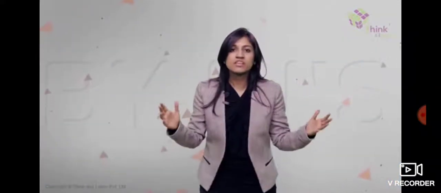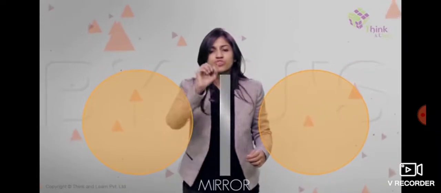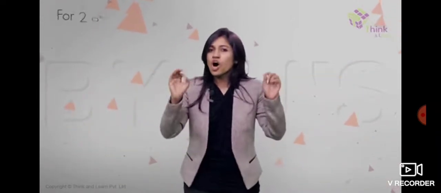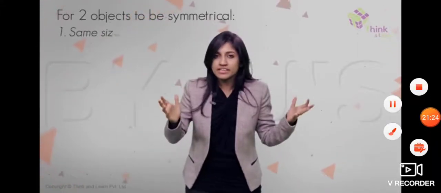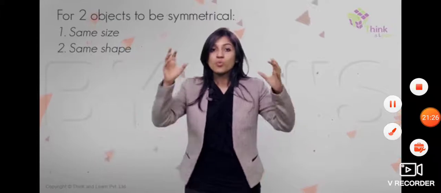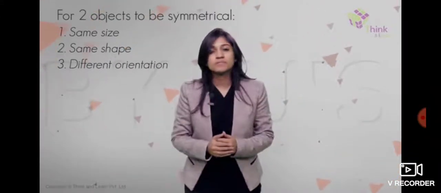So symmetry is nothing but, if I take an object here, it means that one shape is going to become exactly like another when I move it in some way. Say if I fold it, or if I flip it, or if I do something called reflect. If I reflect it, that's something interesting. We're going to come to it in a bit. So for two objects to be symmetrical, they must be of the same size, of the same shape, with one object having a different orientation from the other.